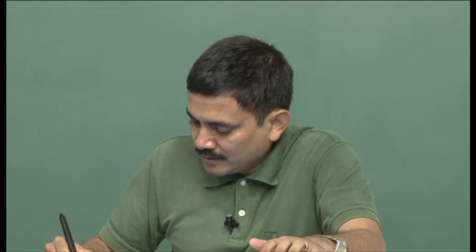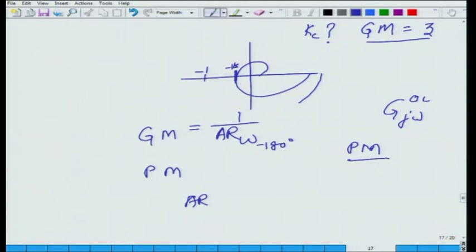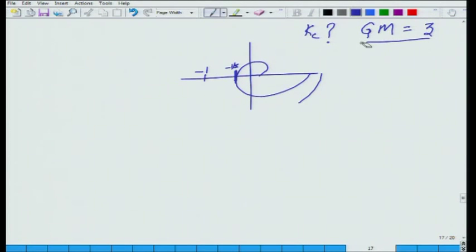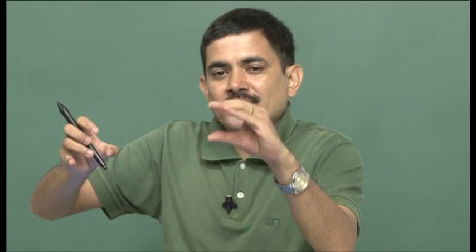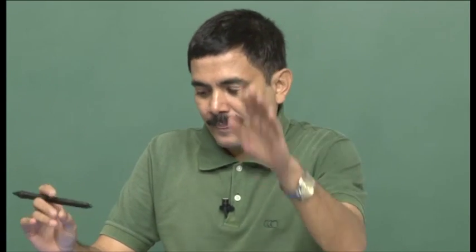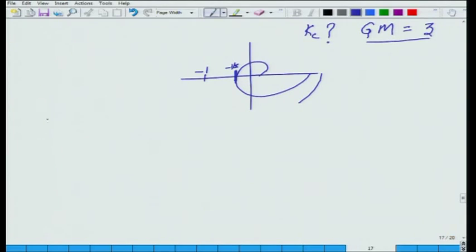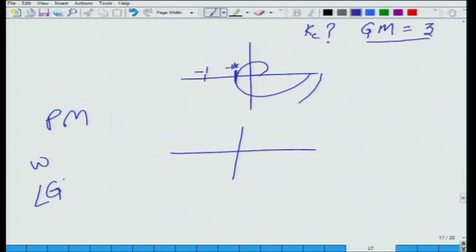There is also what is called phase margin. What do I do in gain margin? I look at the amplitude ratio at the frequency where the phase is -180 degrees, and I adjust my Kc so that that amplitude ratio is sufficiently smaller than 1. What do I do in phase margin? In phase margin, I look at the frequency at which the angle of G open loop is equal to -180 plus phase margin.